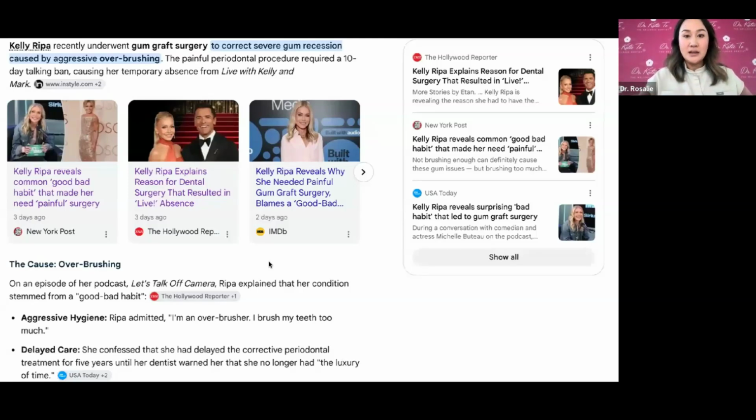But what I'm going to do today is I'm going to go over all of this so that you can understand what aggressive overbrushing really entails, what to expect, and what are the symptoms and causes of why she needed this procedure.